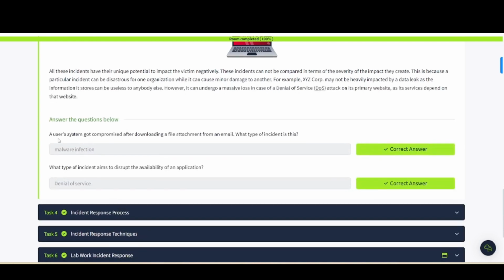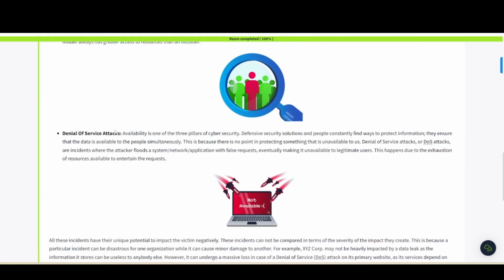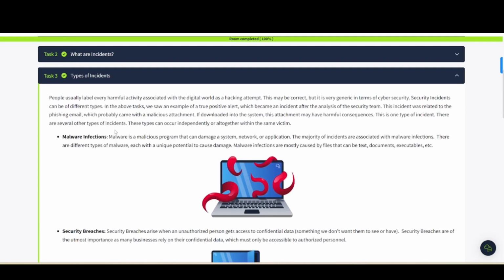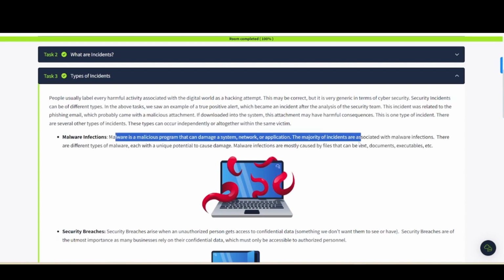Okay, question time. A user's system got compromised after downloading a file attachment from an email. What type of incident is this? Well, that's going to be a malware infection, as we read about up here when I was talking about malware infections, right? Talking about different files, stuff right here.